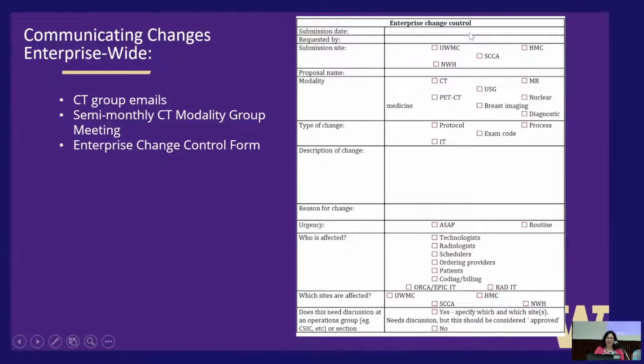And here's an example. Here are all the sites, which site initiated it or it applied to. And you have a lot of other information here. I noticed they don't have physicists on this new form, which I need to rectify. But everything is done in a very systematic manner, by the technologists. They are the ones who drive implementing the change and communicating the change to all the sites.